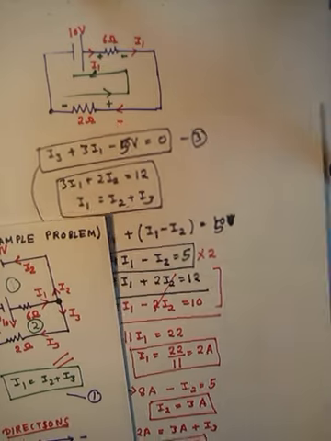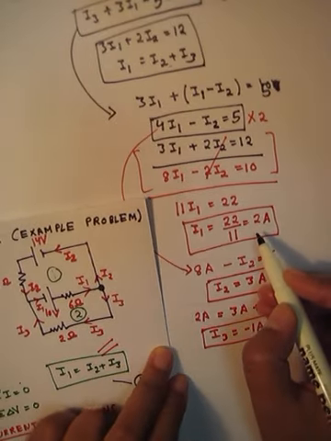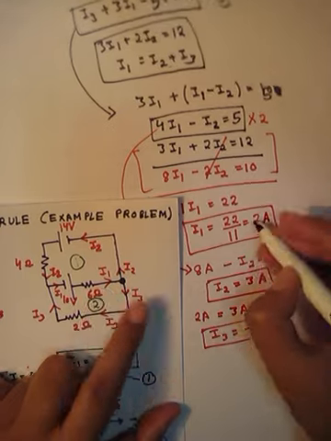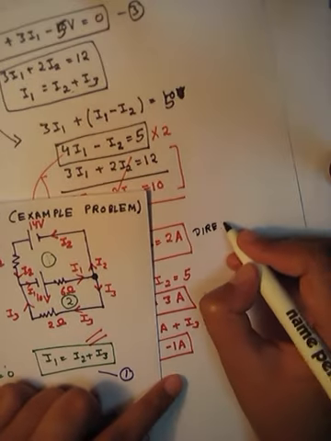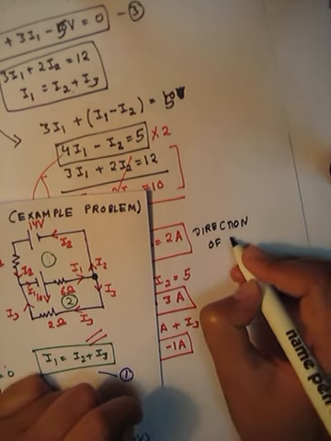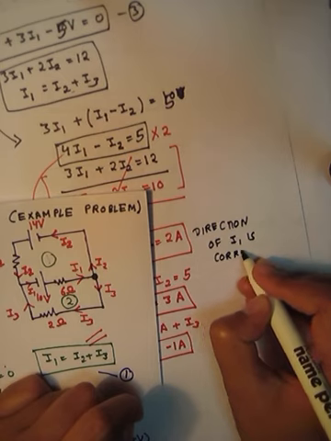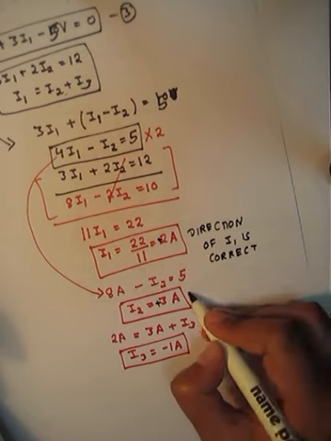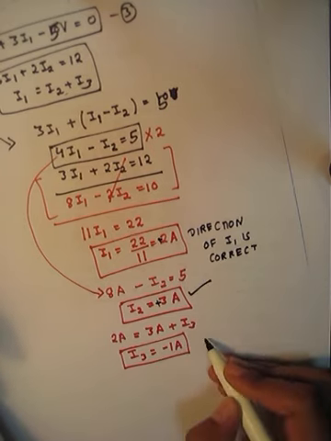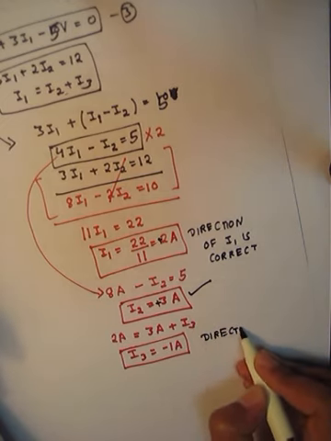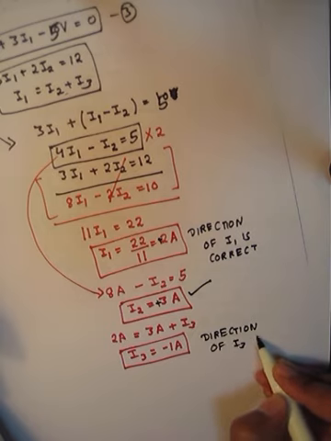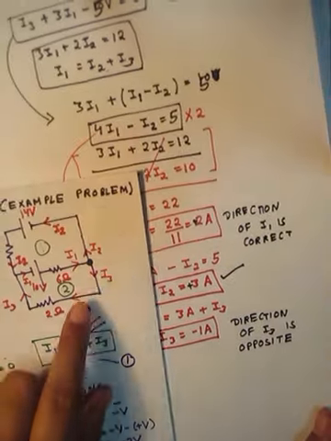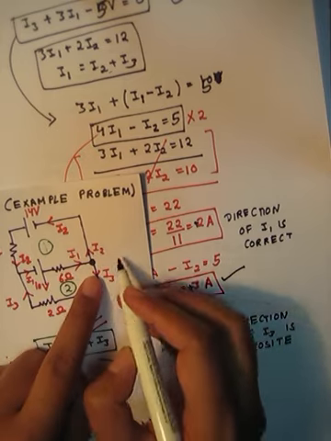So we have these currents. I1 is a positive number, it means that this direction of current is correct. So the direction of I1 is correct. And this is also positive, so the direction of I2 is also correct. But I3 is negative, it means that the direction of I3 is opposite to what we have assumed. So in reality, I1 is correct, I2 is correct, and I3 will be in the upward direction.